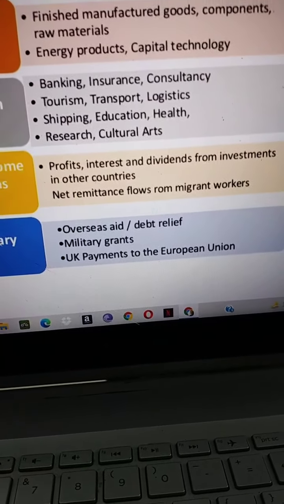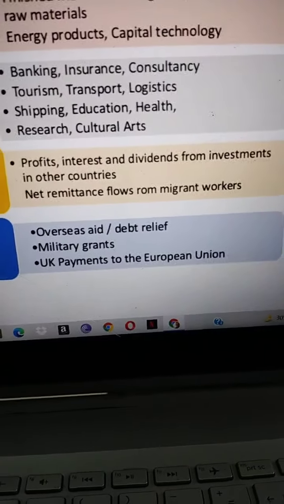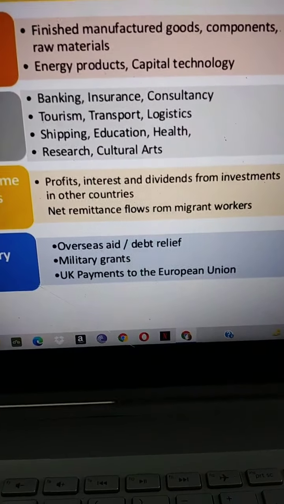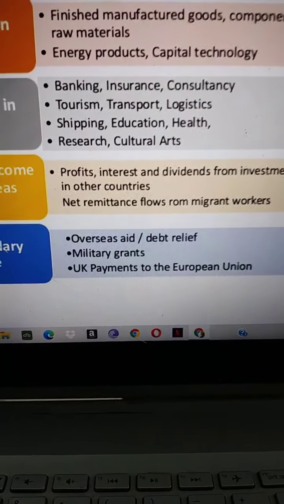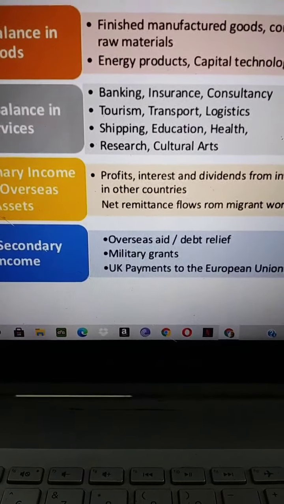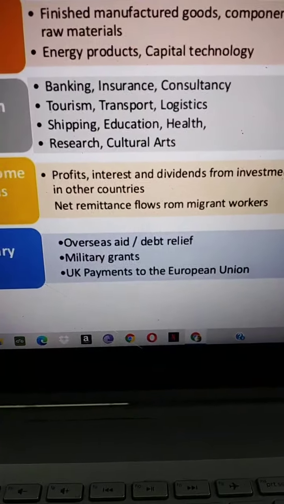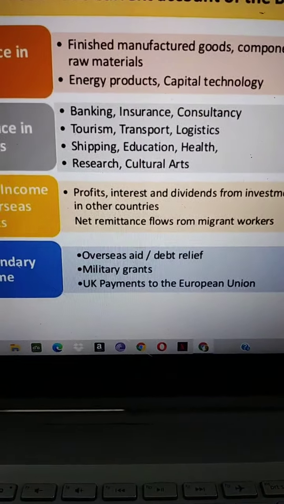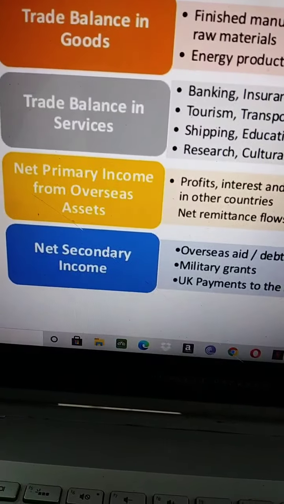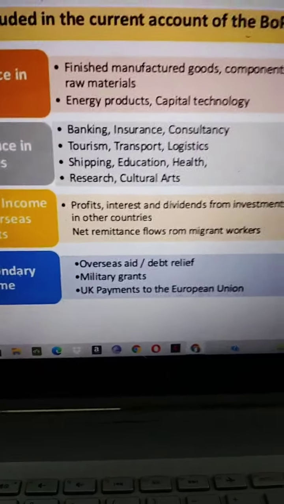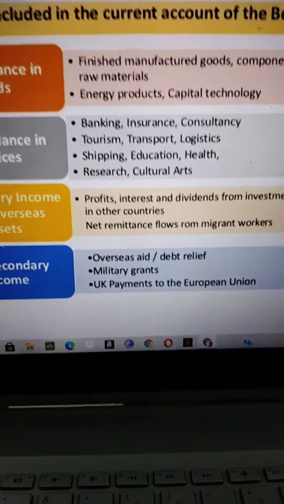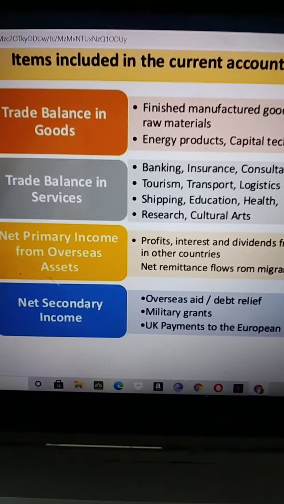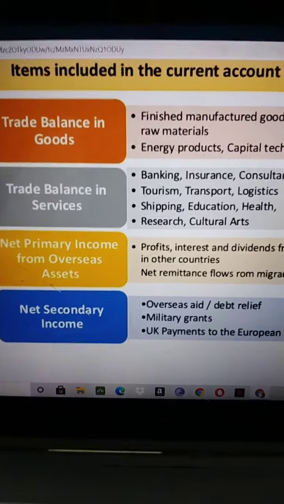So, overseas aid, debt relief, military grants, and for example, if we are talking about UK, it is paying certain payments to the European Union. For Pakistan, we can say that the payments made to the SAARC organization, that money is going out of the country. So that is an outflow in the net secondary income. For example, Pakistan is getting certain gifts from Turkey, that is an inflow in the net secondary income. So you have to see which items are related to which component.